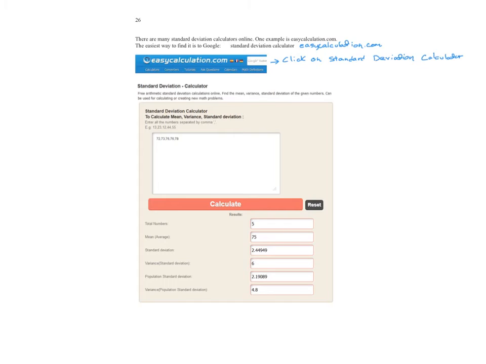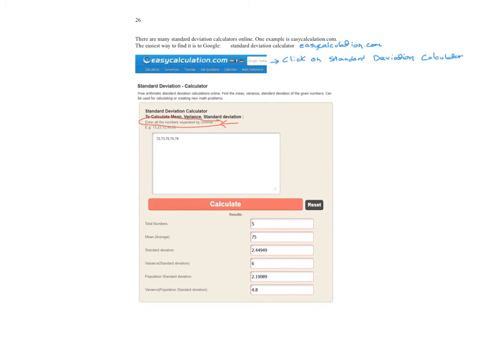But if you want to use this exact one, you could either Google standard deviation calculator easycalculation.com all in one line, or go to easycalculation.com and then click on standard deviation calculator. You might have to look around on the screen a little bit because there's a whole bunch of calculators at this site. So to use this one, you enter all the numbers separated by a comma. So here's our example. And then you just click calculate.